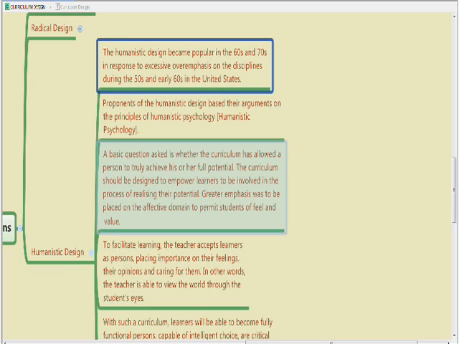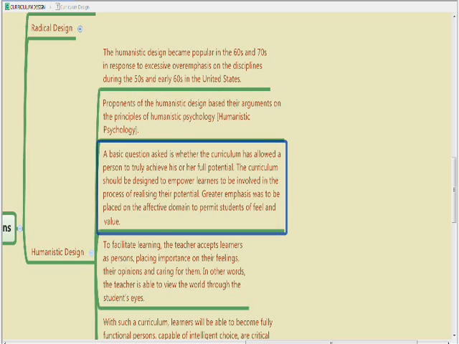The basic question asked is whether the curriculum has allowed the person to be truly the person, to achieve his or her full potential. The curriculum should be designed to empower learners to be involved in the process of realizing this potential. Greater emphasis was to be placed on the affective domain, permitting students to express feeling and value.